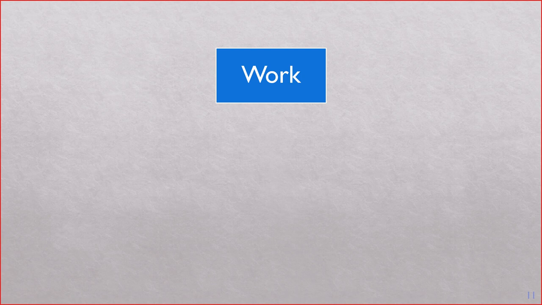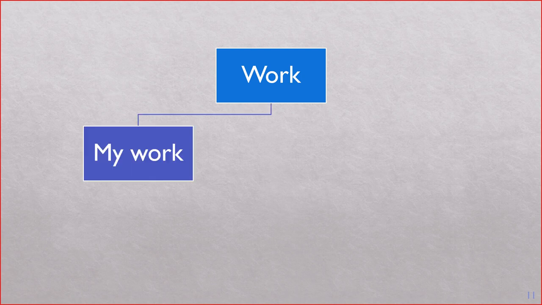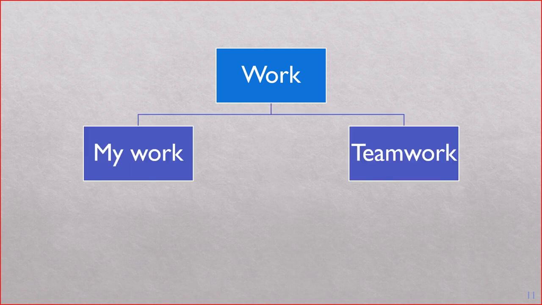So what is work? Very broadly, very simple, two types of work: the work which I am supposed to do, and the work which I do along with others. Even if you are a one person company, you still have teamwork to do. So don't say I am a one person company, I don't do teamwork. Your customers, your vendors, your suppliers, someone you will do teamwork with. So when I say teamwork, it is not just within your organization. It is anyone with whom you collaborate.